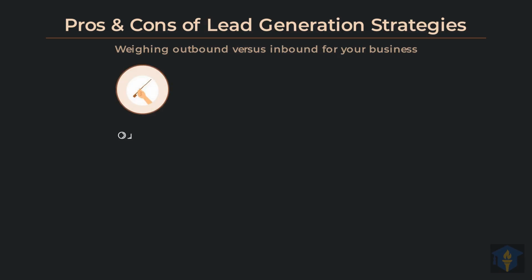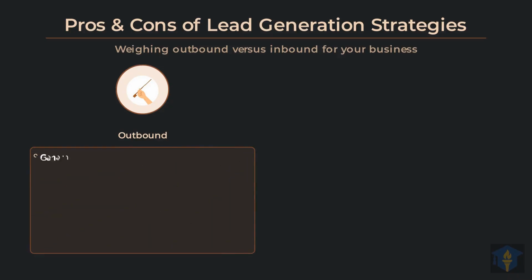First, let's explore the characteristics of outbound lead generation and what it entails for your business. Outbound strategies can quickly generate leads, making them perfect for immediate sales opportunities and rapid outreach. This method is excellent for targeted outreach, allowing you to focus on specific accounts or niche industries effectively.